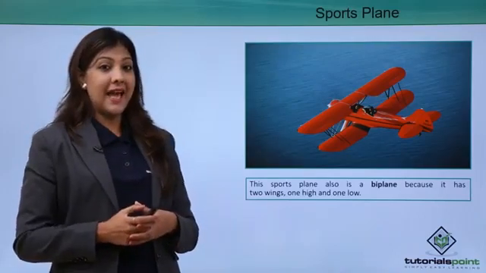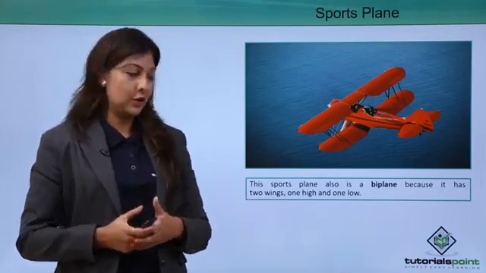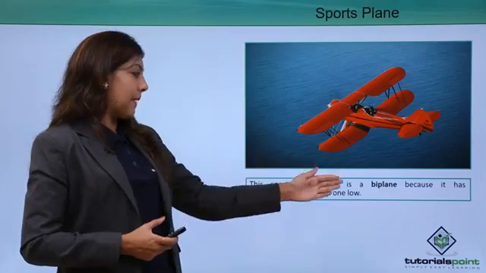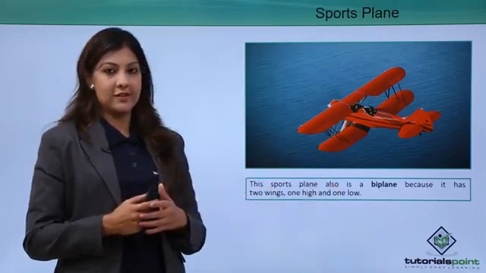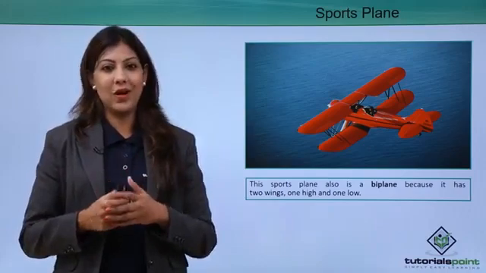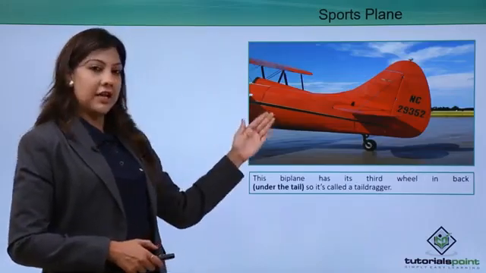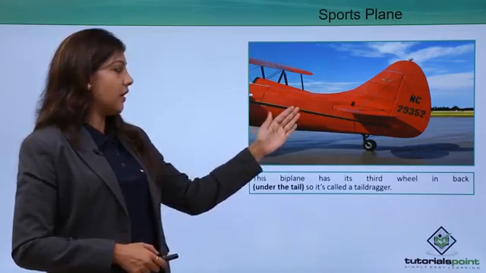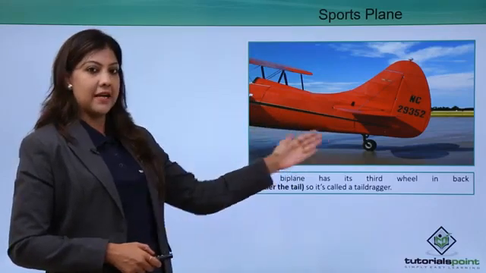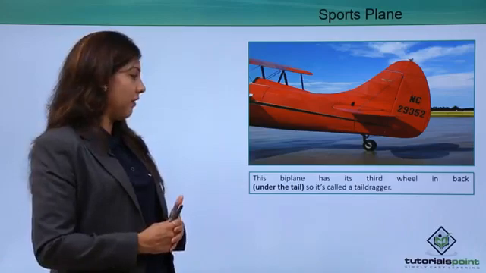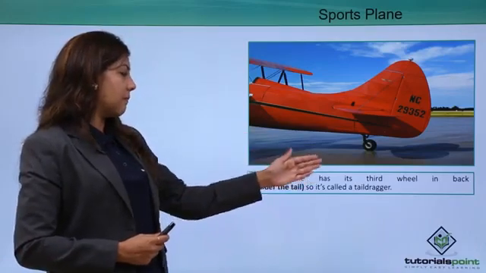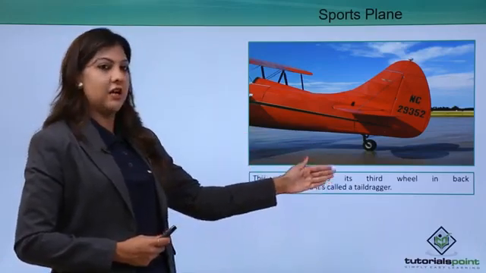Well, a sports plane can have a high wing as well as a low wing. It is also known as a biplane because it has two wings. One is positioned at a higher place and one is positioned at a lower place. Now, this particular aircraft that you see right here has a third wheel which is at the back, or rather below the tail of the aircraft. This has a third wheel in the back which is called a tail dragger.